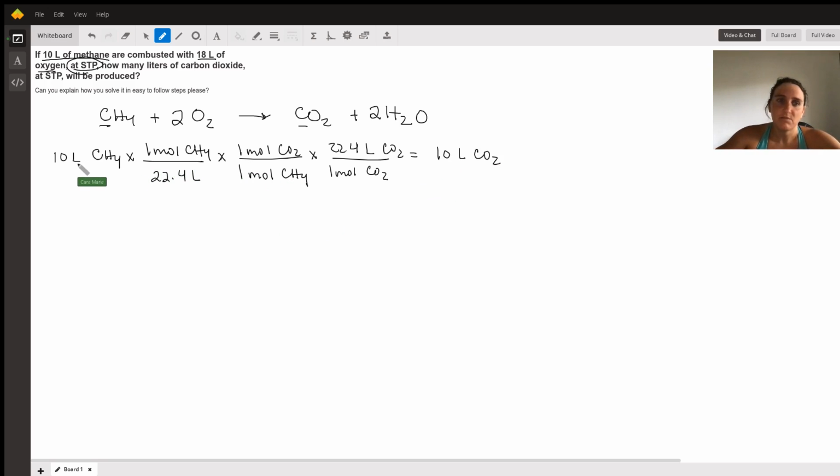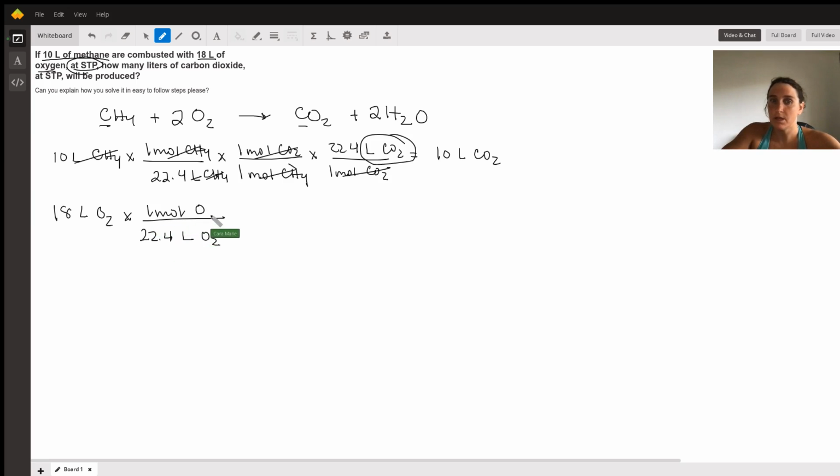All right, we check to make sure all of our units cancel, which they do. But we are not done. Now we have to look at the other reagent. So for 18 liters of oxygen, we do the same conversion. There's 22.4 liters of oxygen in 1 mole. All right, now that only works at STP. Otherwise, you would have to use the ideal gas law, but we don't have to here.